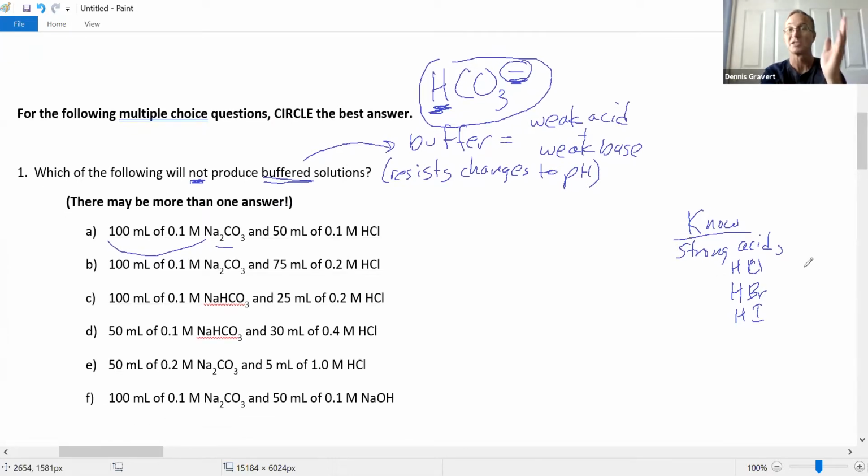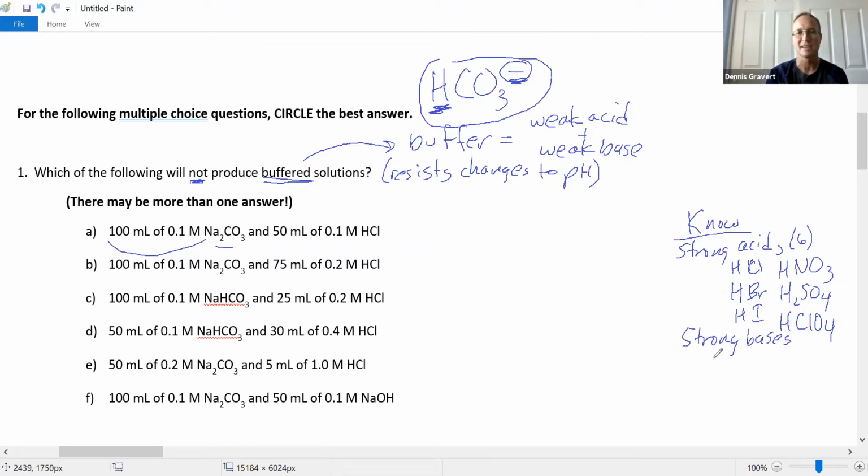What else do you know? There's 6 of them. So we got 3 of them, HCl, HBr, HI. The others are nitric acid, sulfuric acid, and perchloric acid. There's a 4 in both of those. These all have O's, and then NSSCl. That's something to know. So that's a way to memorize the strong acids.